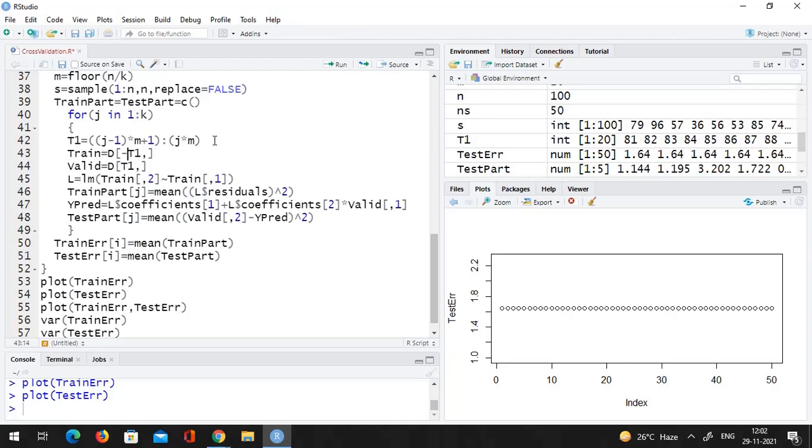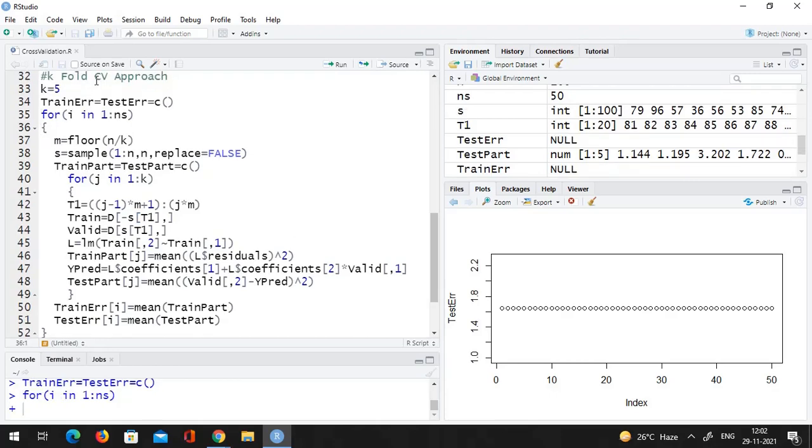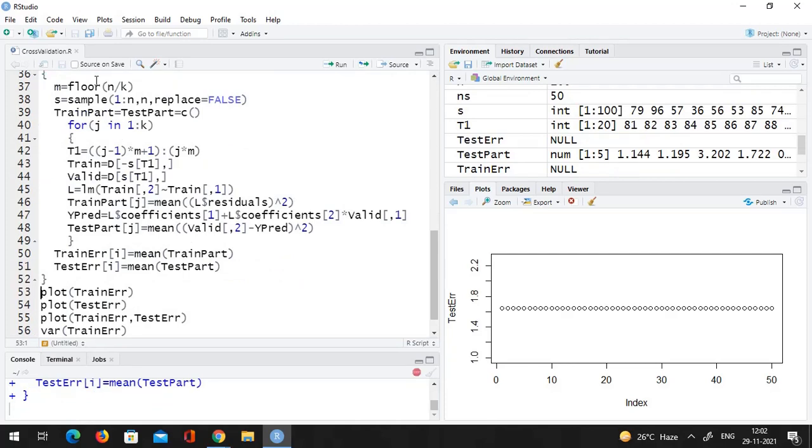So I have to say S at T1. Others, are you getting the problem? Yes, ma'am. See, we draw this sample and now from this sample we have to pick first 20 observations or next 20 observations and so on. Whereas we were picking from the original sample. So every time we were getting exactly the same observations. That's why I was hoping that Pushkar should be able to point it out.